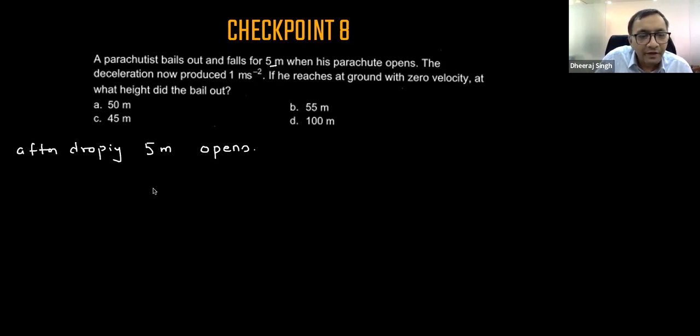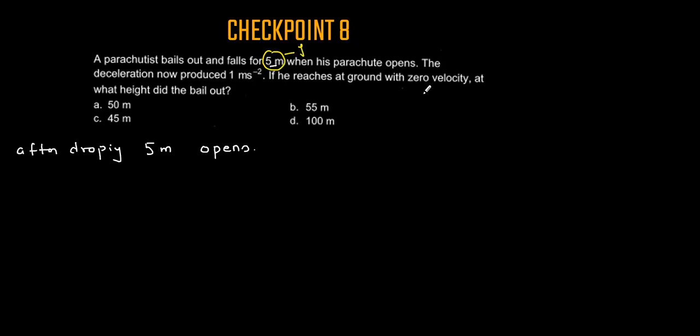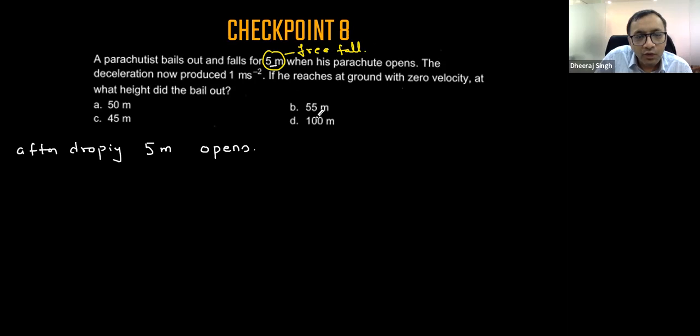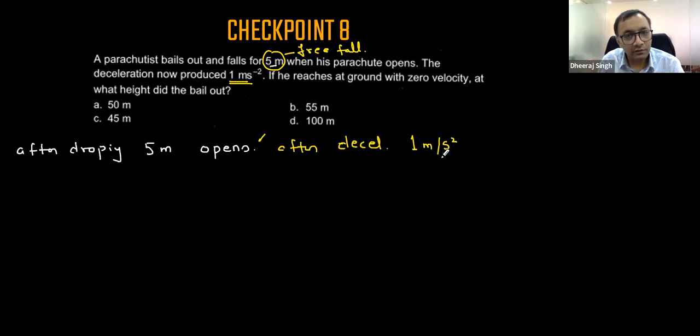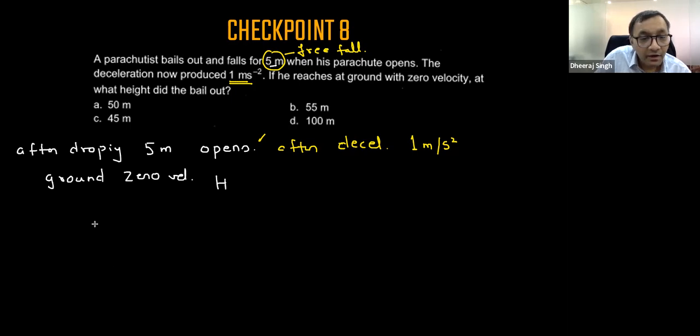All right, so we have a situation here. A person falls for 5 meters. So this is a free fall. The deceleration produced is 1 meter per second squared. So after this free fall, there's a deceleration. They're saying deceleration, but remember, deceleration just means acceleration in the opposite direction of velocity. That's all. The person reaches the ground at zero velocity. You need to find the height from where he or she falls.